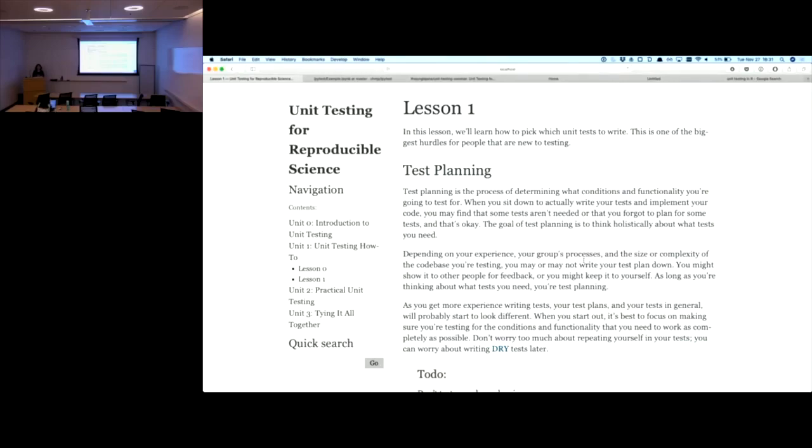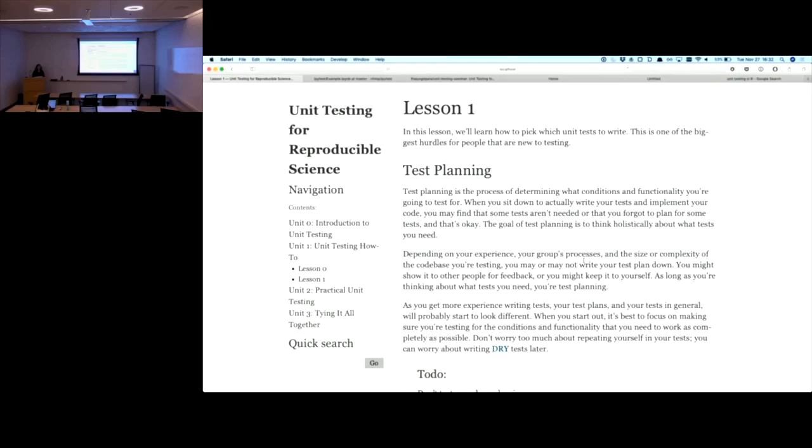When you sit down to actually write tests for your code, you might find that some of the tests that you planned to write you don't actually need. You might find that you forgot to include some tests in your test plan. That's totally fine. Your test plan is not set in stone. And depending on what kind of environment you're writing code in, you might write this test plan down on paper and send it to someone to review, or you might never write it down and it might just live in your head. The point is that as long as you're thinking about what tests you need, you're doing test planning.